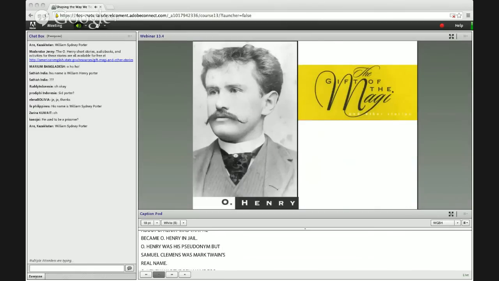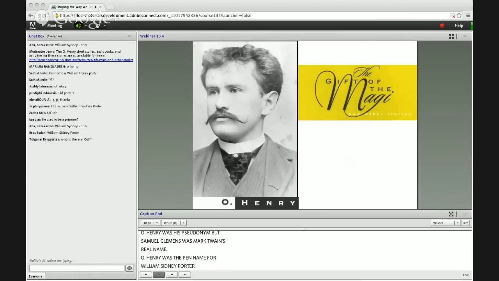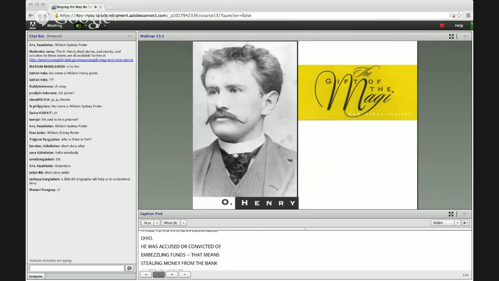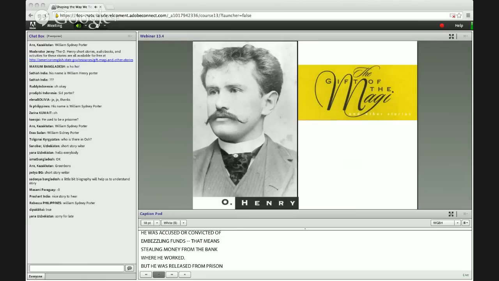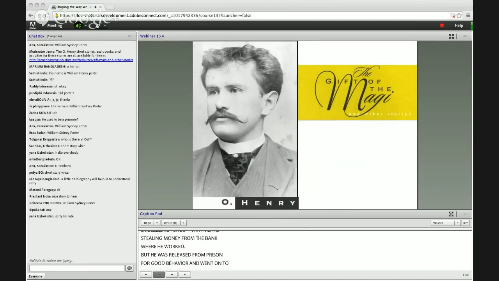He was born in North Carolina, spent a lot of his life in Austin, Texas, and just over 3 years in jail in Columbus, Ohio. He was accused or convicted of embezzling funds. That means stealing money from the bank where he worked. But he was released from prison early for good behavior, and he went on to really develop his writing career in New York City. So he's a good example of someone who has been able to kind of turn his life around, right?